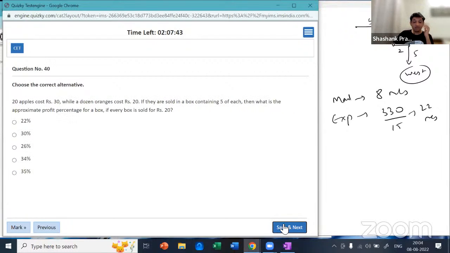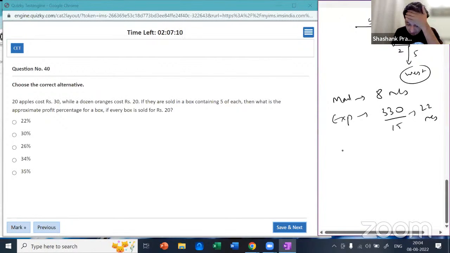Okay, 20 apples cost 30, a dozen oranges cost 20. 20 apples cost 30, 1.5 rupees per apple, dozen cost 20, 12 ka 20. Okay, 1.67 something. If they're sold in a box containing 5 of each, 5 of each, 20 and 12 we have. We want 5 of each. Okay, 60 is what I can make. Then what is the approximate percentage of box if every box is sold for 20? For one box. Okay, okay, chalo, understood.